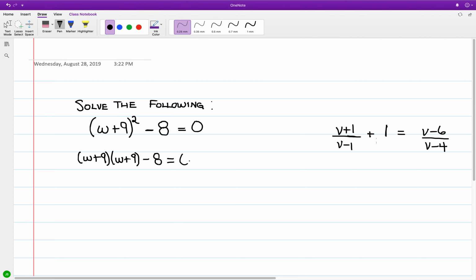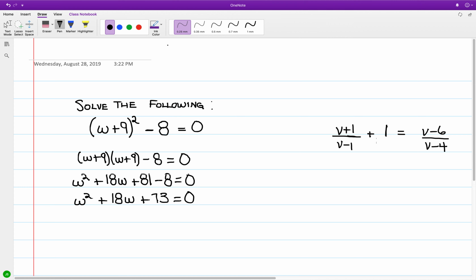Looking at foiling out what we have in the square of w plus 9, we have w times w is w to the second, plus 9w, the outside product, plus another 9w, the inside product. The combination of the outside and inside products is 18w, and 9 times 9 is 81, then minus 8 is equal to 0. As we get nearer to the quadratic equation in standard form, we have w squared plus 18w plus 73 is equal to 0.